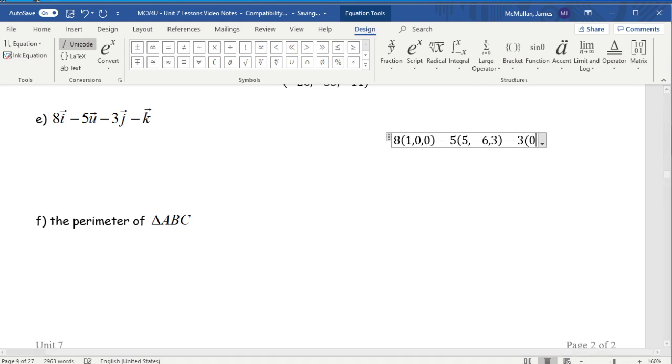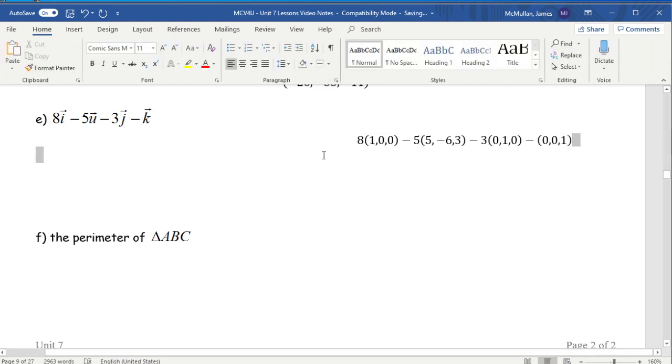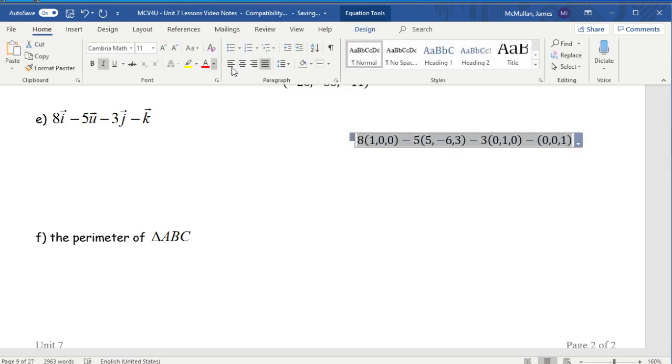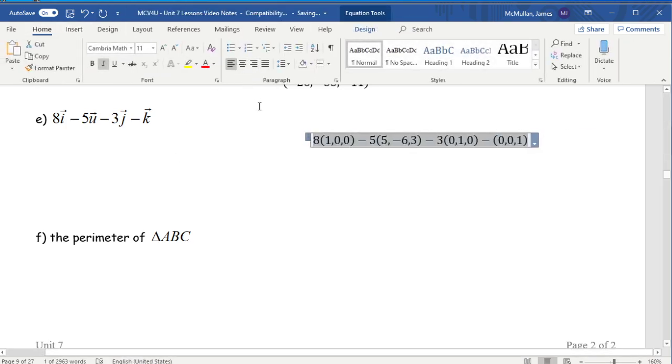Minus 3 times vector j. Remember, vector j is 0, 1, 0. And then minus vector k, which is 0, 0, 1. Okay, so let's take this, move it back over to the left side of the page.